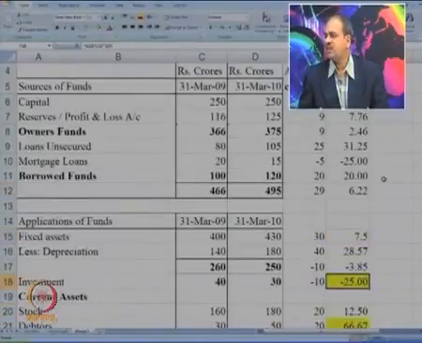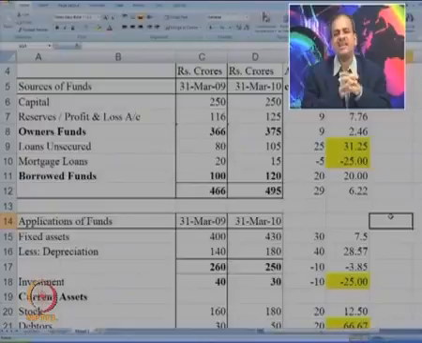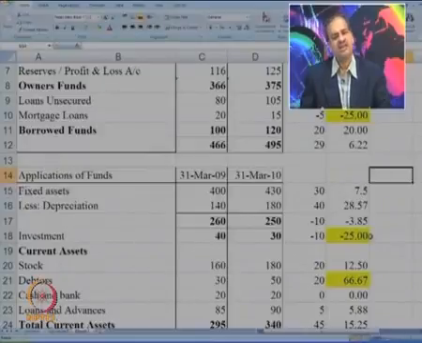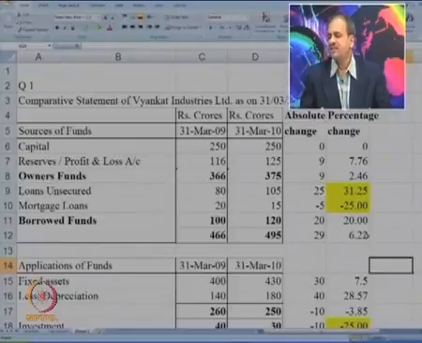So, major increases and decreases, I am just marking to draw your attention. You will realize that investments have gone down and, to an extent, there is an increase in debtors. Now, have a look at the whole statement. This is known as a comparative statement.